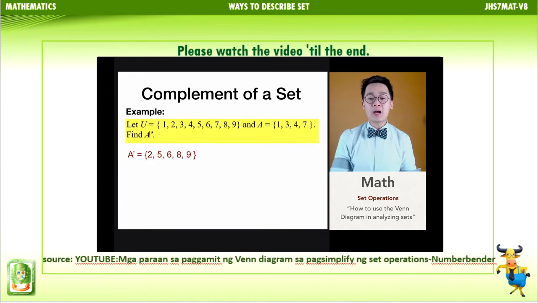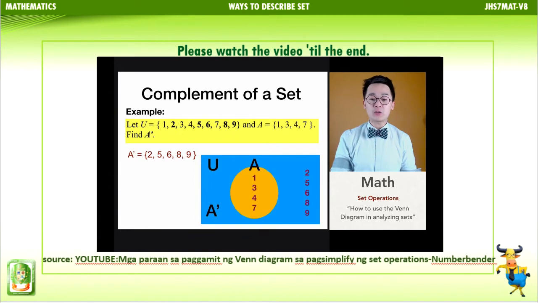So yan yung pagkuha ng complement at kung babase natin siya sa isang Venn diagram, pwede nating makita na yung ating union set ay merong subset A which is yung 1, 3, 4, 7 at nasa labas niya yung complement ng A which is yung 2, 5, 6, 8, 9. So ito yung paraan kung saan pwede nating i-visualize sa isang Venn diagram yung U or union set at yung subset na A at yung complement naman ng A.